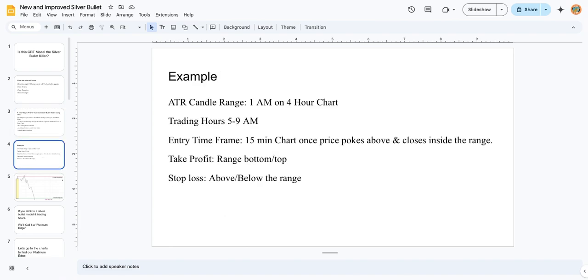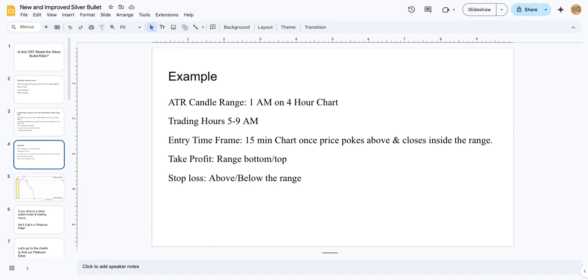One example of such a plan is this. Let's say you're going to look for an ATR candle range at 1 a.m. on the 4-hour chart. When you put your cursor over the 1 a.m. candle, you want to see an ATR candle, and I'll show you this, so just be patient. Next, you'll say, okay, after that, between 5 and 9, that's when I'm trading. All these times are Eastern Standard. I'm on Eastern Standard Time in the U.S. Whatever yours are, you've got to figure that out.